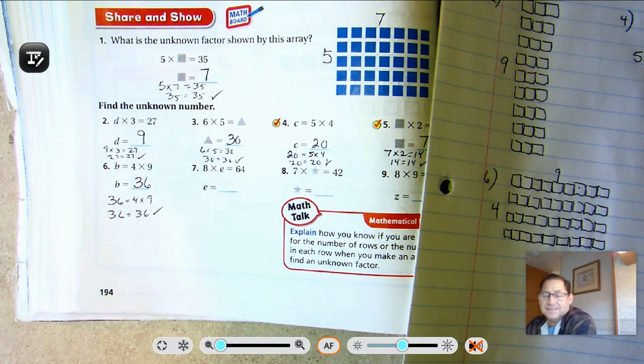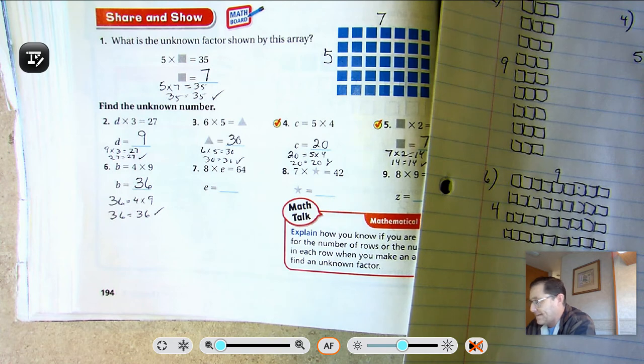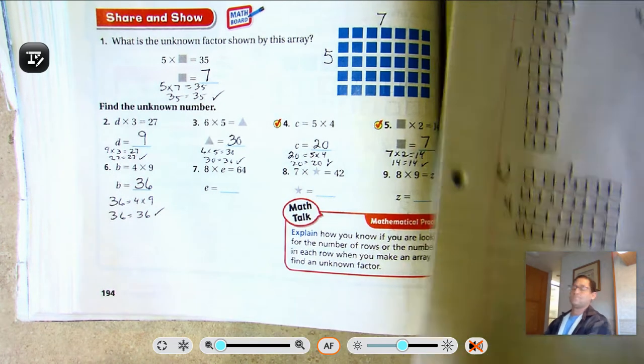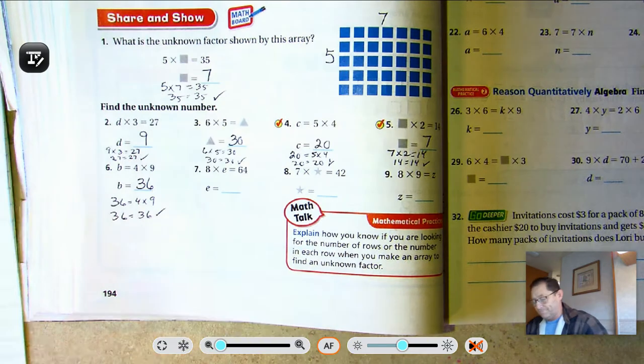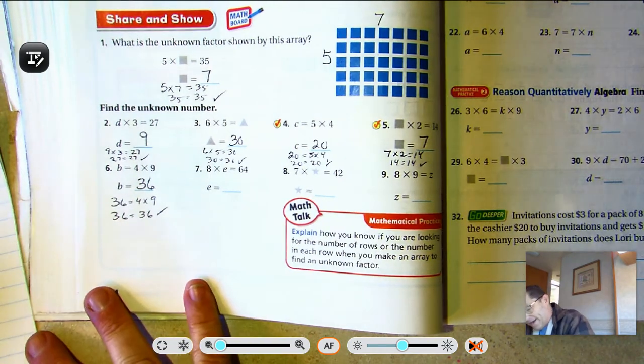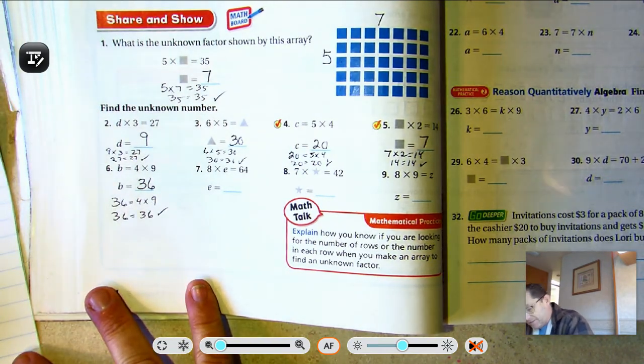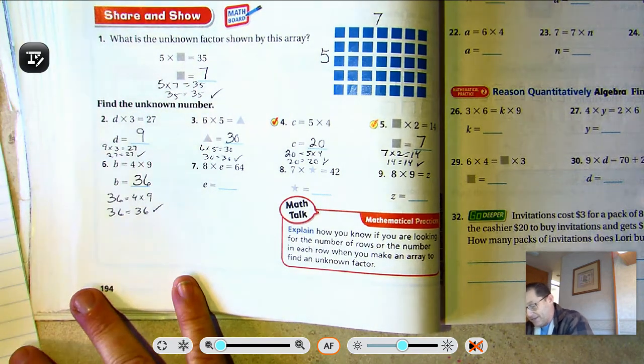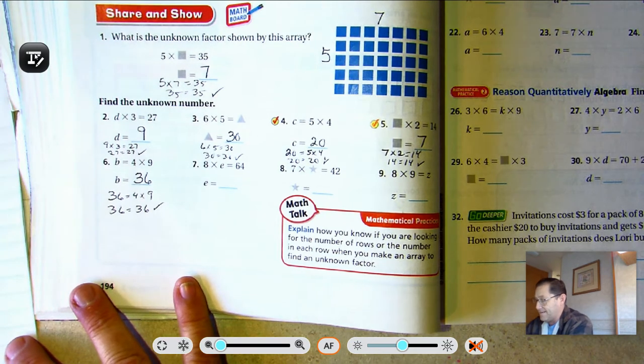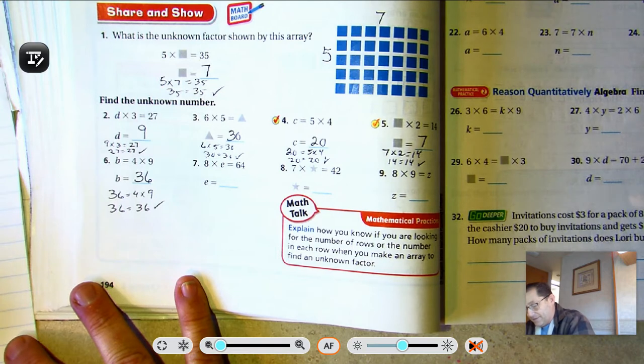8 times something is 64. Well, if you know what 8 times something equals 64, obviously just write that answer. What is the unknown factor? If you need to draw the array, go ahead and start making it. Okay, I know it has to be 8 rows of something.